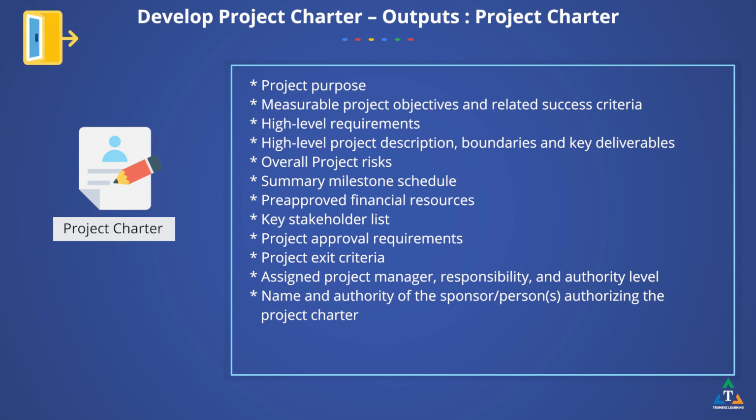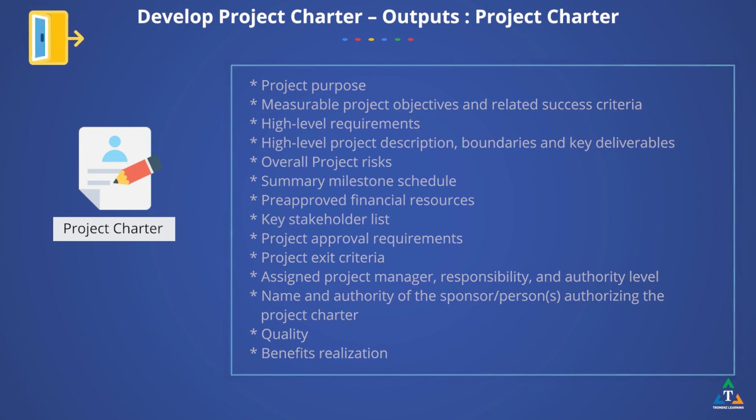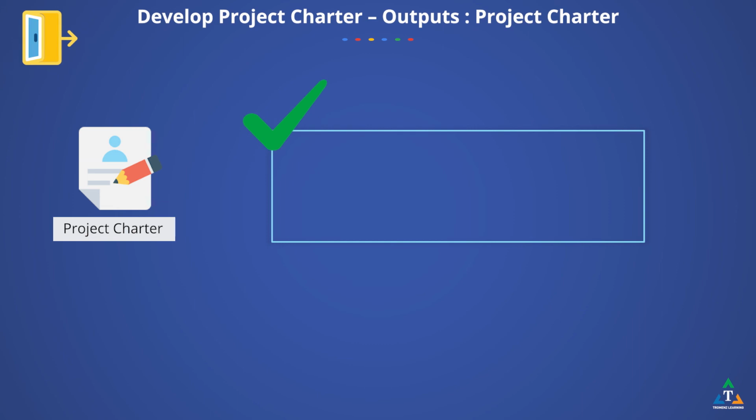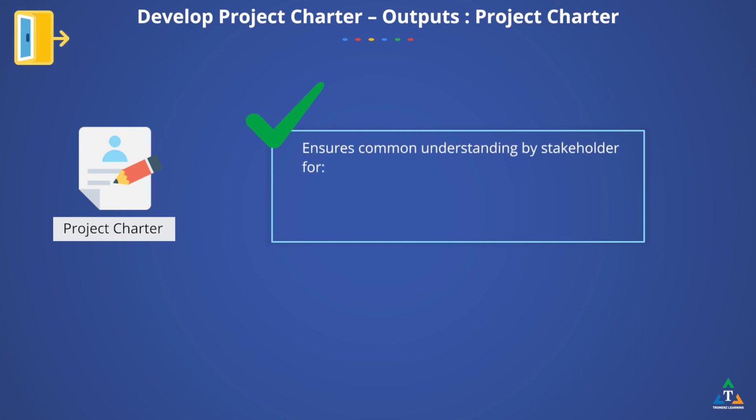It could further include quality, which is the measure of defects and deviations, and benefits realization, which is a set of processes needed to ensure projects deliver a meaningful and sustainable value. At a high level, the project charter ensures a common understanding by the stakeholders of the key deliverables, milestones, and the roles and responsibilities of everyone involved in the project.